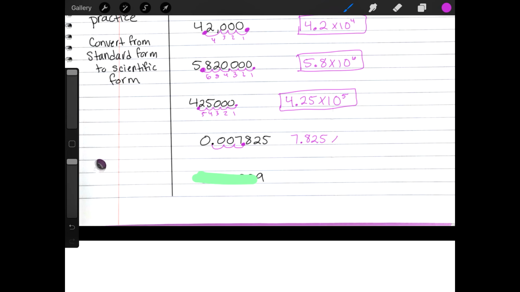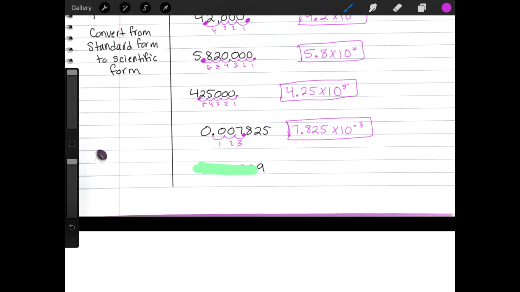7.825 times 10. Let's see how many times I move it. 1, 2, 3. I moved it 3 times, and it is a small number, so it's going to be a negative 3. Okay, and that is my answer for that one. And then the last one, try and see if you can do it on your own. Okay, so pause the video.